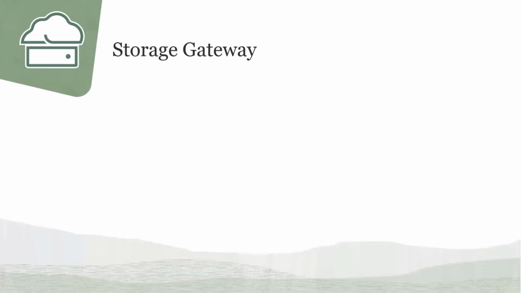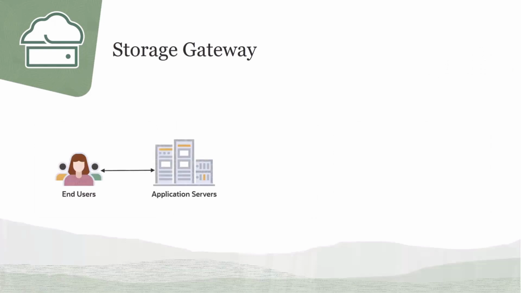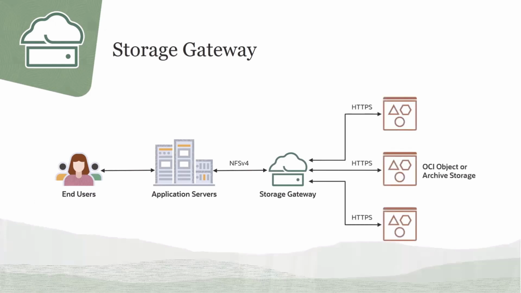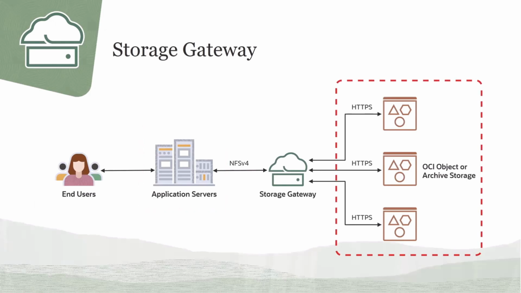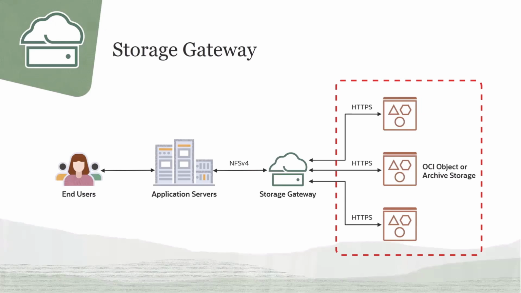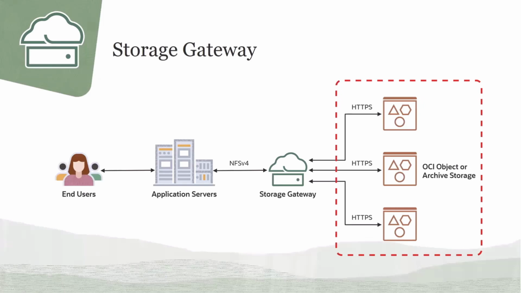So as you can see here, storage gateway exposes an NFS mount point that can be mounted to any host that supports an NFS v4 client. And the storage gateway mount point maps to an object storage bucket. So on the left, you have the on-premises application that can write to an NFS target. On the right, you have the OCI object storage. In addition to uploading to buckets in object storage standard tier, storage gateway supports uploading to and restoring objects from buckets in the archive storage tier.